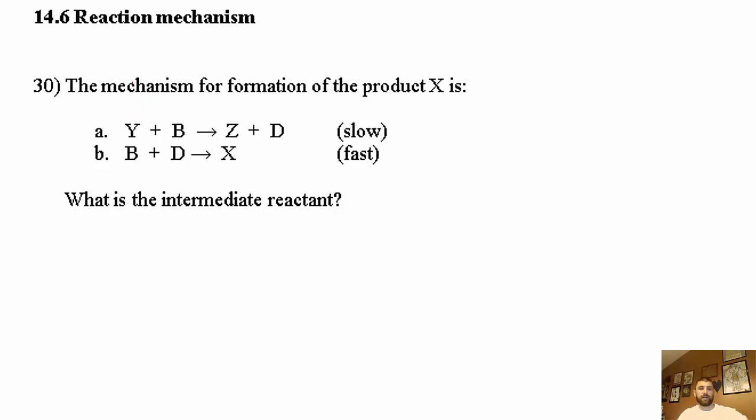Mr. Donnie here, looking at 14.6 reaction mechanisms. All right, number 30. The mechanism for the formation of the product X is blank. They give you two elementary steps, one's slow and one's fast. So we know the slow one is the rate determining step. Just a little review for that. And the question is, what is the intermediate reactant?